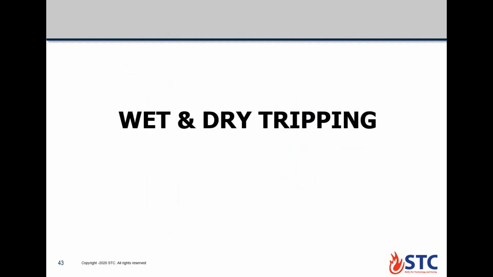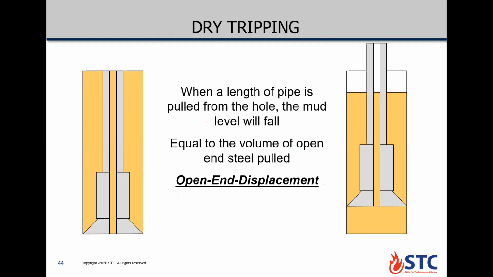Here for wet and dry tripping, for dry tripping, we only pull out from the well the metal displacement only, no mud inside the pipe. No pipe capacity is included in our calculation. So it's called open-end displacement. Always the mud returned back from the drill pipe.